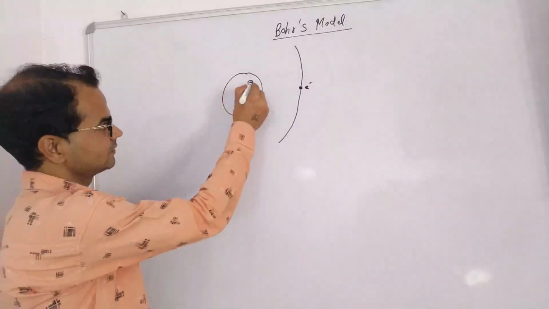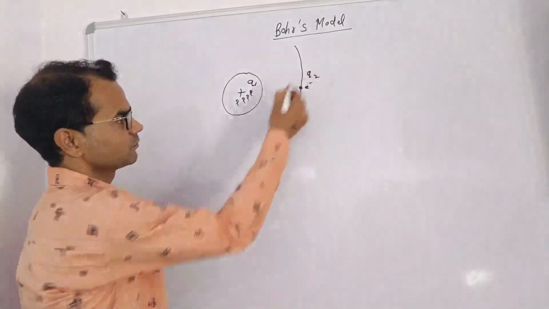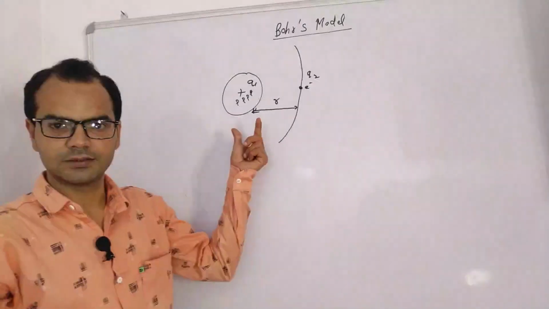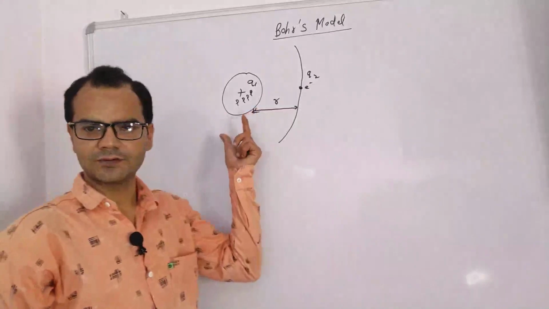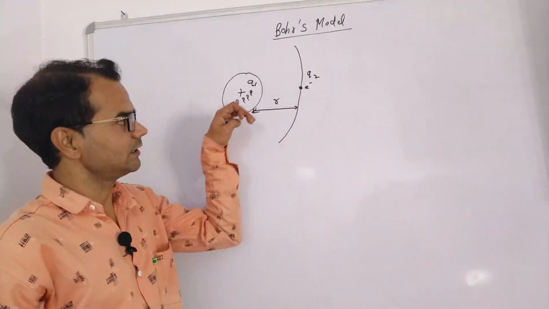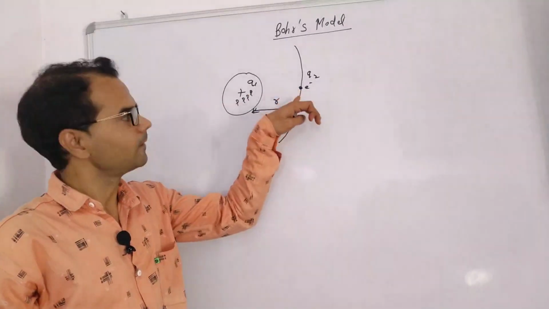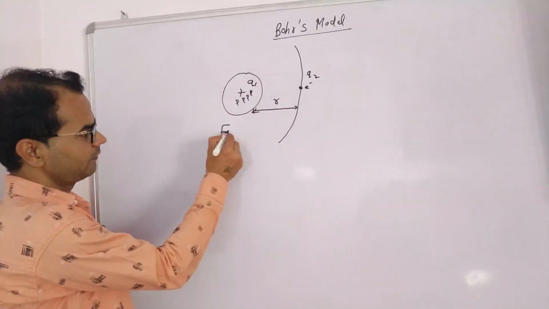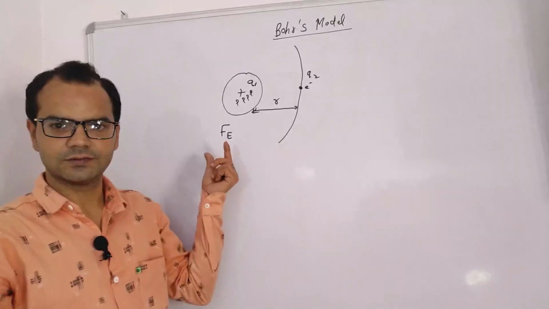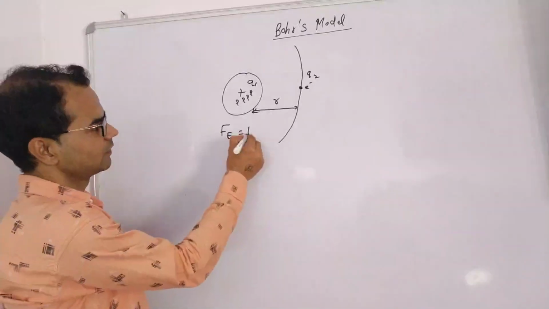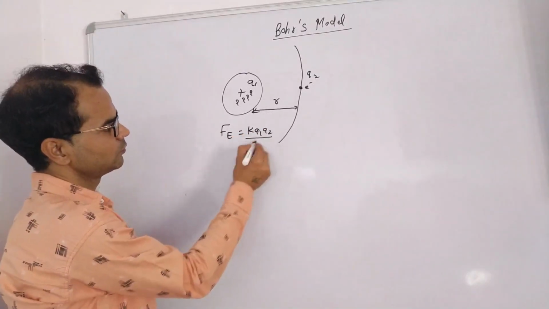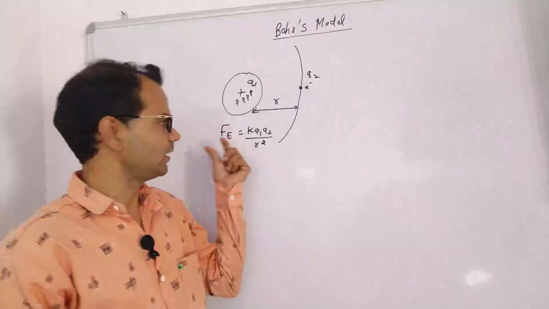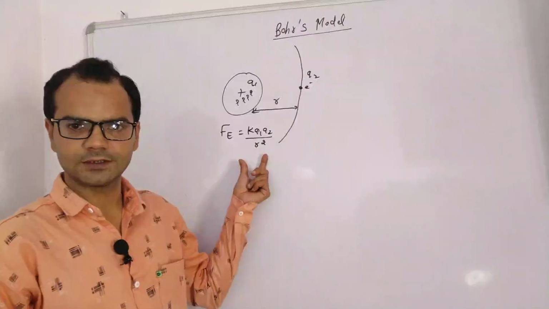For example, this charge is Q1 and this is Q2. Both are separated by a distance r. So definitely there will be an electrostatic force of attraction between the positively charged nucleus and the negatively charged electron. That force is Fe, the electrostatic force of attraction, and that is K Q1 Q2 by r square.